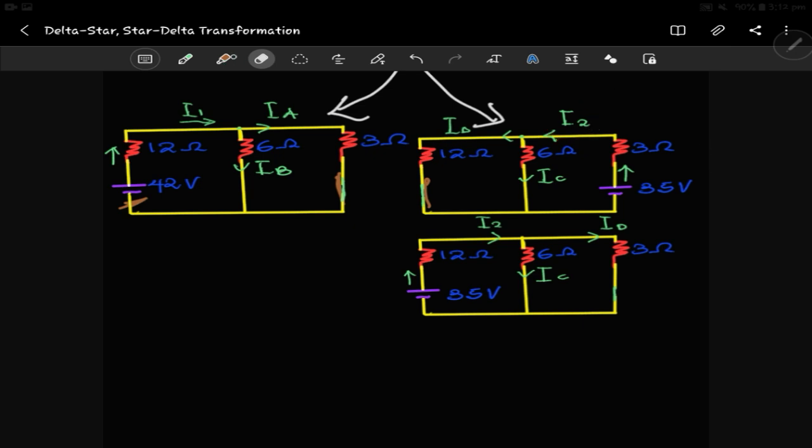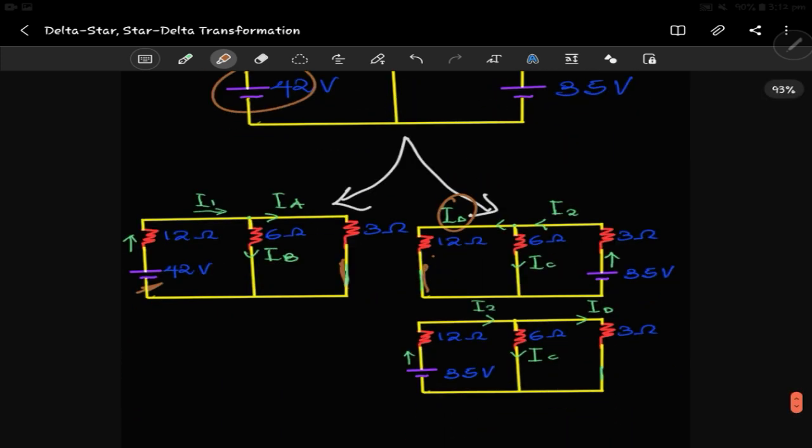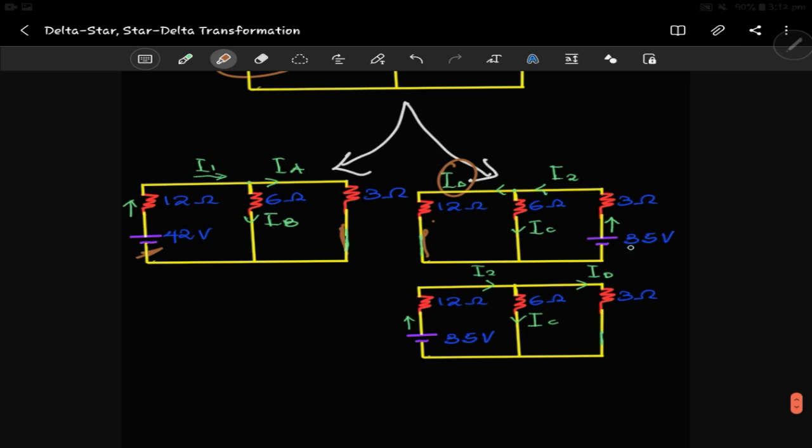So what happens is that this 35 volts here provides you with a current, right? And that current, which is the I_D here, is what passes through this 12 ohms here. So he's saying that, because our aim is to do what? Find the current in this 3 ohms here. Okay. So this 35 here provides a current and it gets to the 12.